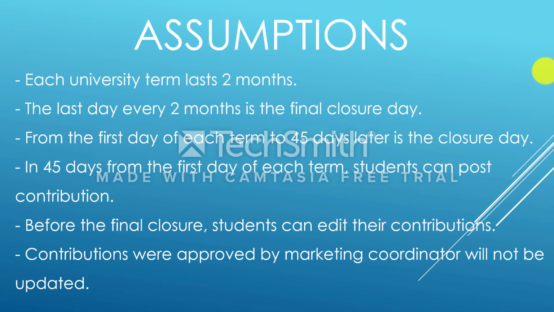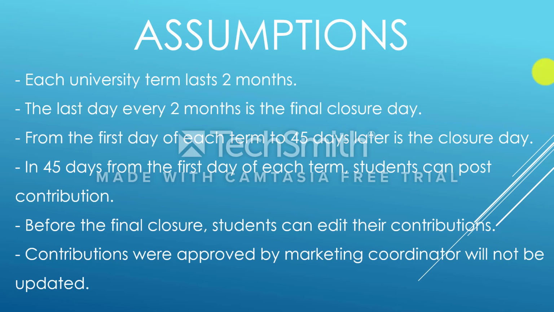Now there are some assumptions about our web application. Each university term lasts 2 months. The last day of every 2 months is the final closure day. From the first day of each term to 45 days later is the closure day. In 45 days from the first day of each term, students can post contributions. Before the last day, students can edit their contributions. Contributions approved by the marketing coordinator will not be updated.